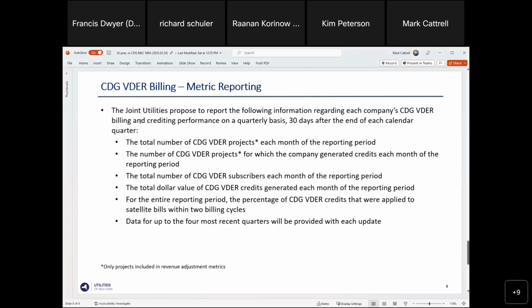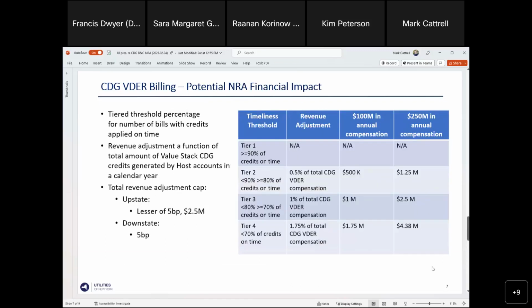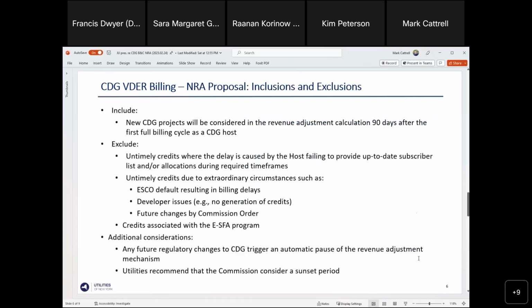This is Sarah Margaret Geisler with Con Edison. If we can go back up to slide 6, I think. Yeah, this is where we have our include and exclude. The things that would be excluded from the reporting are the same things that would be excluded from calculation of the metric. This is because, with everyone's agreement that we need more transparency on this data, we need to build a record moving forward.